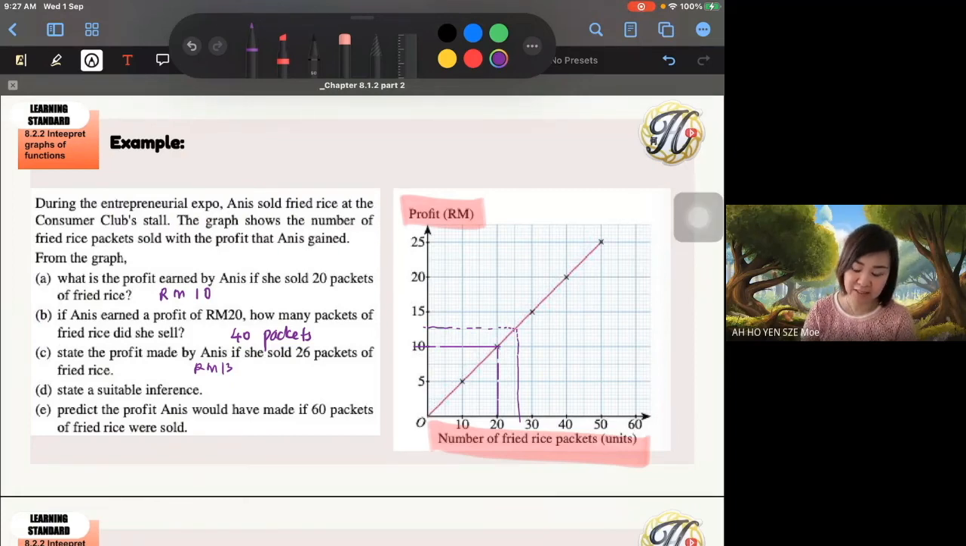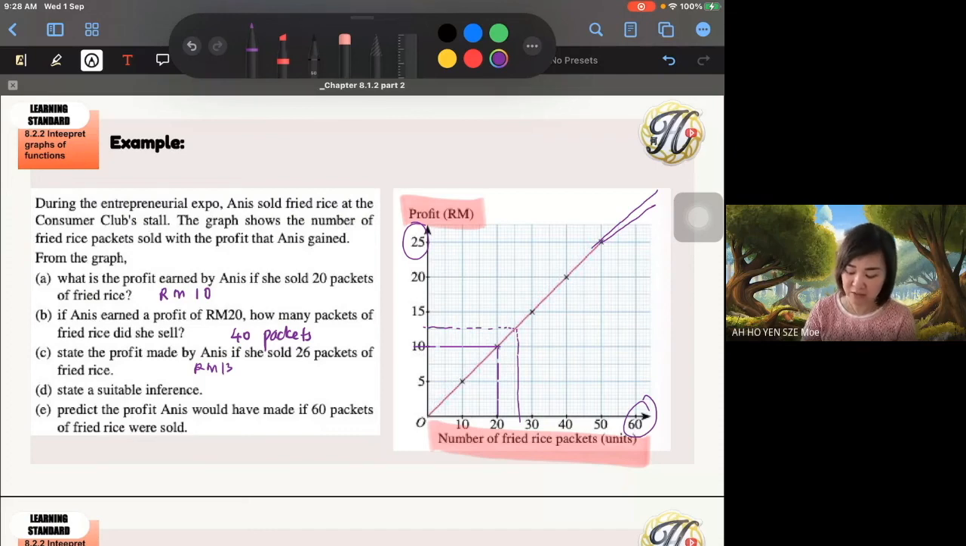So what you can do is either you expand the graph, then you find, or you have to estimate. It must be more than 25. To get 60 packets, your profit must be greater than 25. So in the exam, if they ask you to predict, you must give an answer more than 25. You cannot give RM 25. Sometimes they will accept 26, 27 also accepted. The important thing is the money must be more than 25.